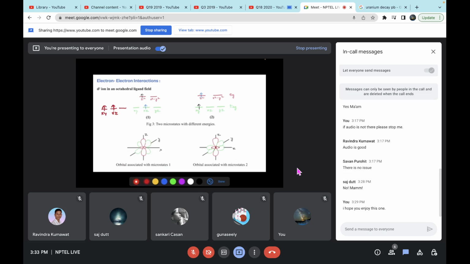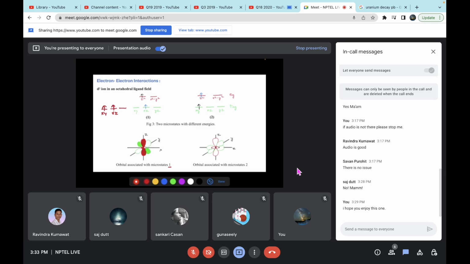So, for example, if I choose microstate 1, the electron density will be such that this dz square, and for green, for T2g, it is in the XZ plane. So XZ is this plane. So this orbital will be filled. This is how my electron density looks for microstate 1.